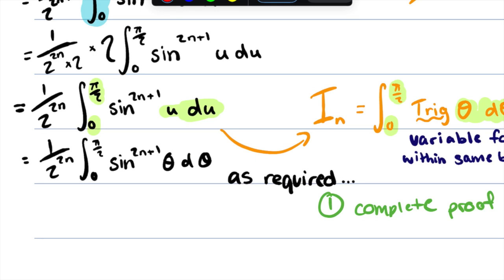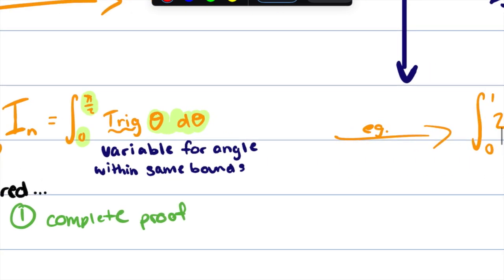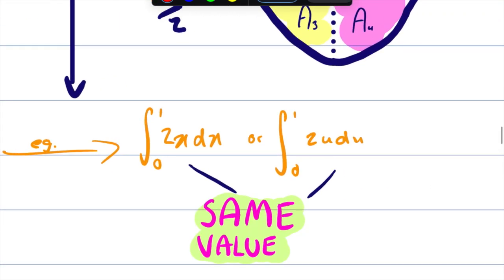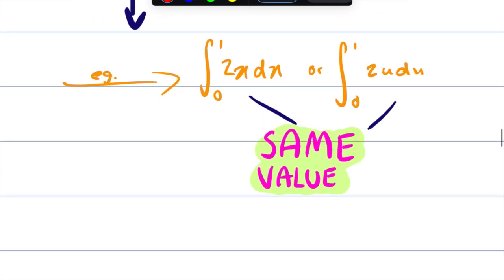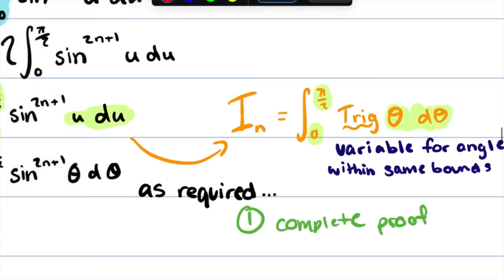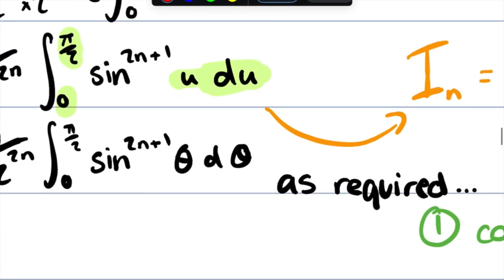If we think of an example of an integral between 0 and 1 of 2x dx, we know that this is going to produce the same value as the integral between 0 and 1 of 2u du. Integrating this, we get x squared in between the bounds of 0 and 1 on both sides. However, on this side it will be of u. When you sub in your bounds, you get your same value. So it doesn't particularly matter what variable you're using and with respect to what. So here we can switch back to our theta, which the question requires us, and we'll get our final mark for completing the proof.